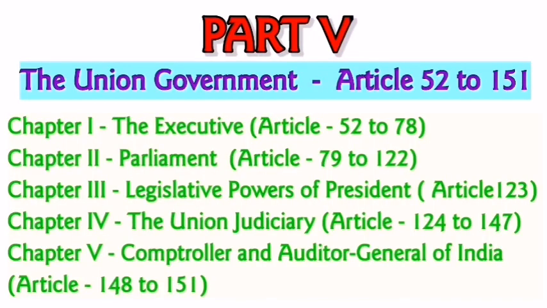Part 5 is about the Union government, and Articles 52 to 151 come under Part 5. It is further divided into 5 chapters. Chapter 1 is the executive, Chapter 2 is the Parliament, Chapter 3 is the legislative powers of the President, Chapter 4 is the Union judiciary, and Chapter 5 is the Comptroller and Auditor General of India.